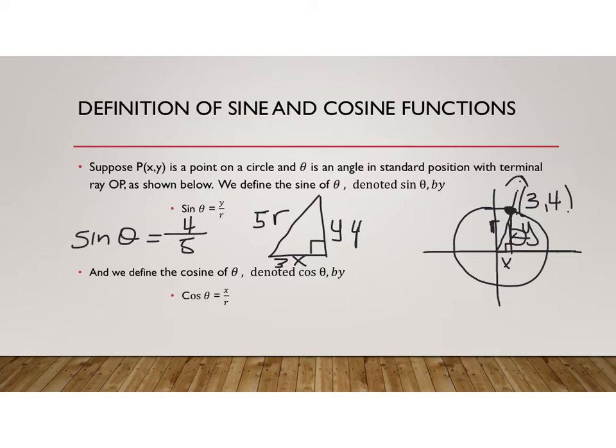That's the ratio, and again, a lot of you have learned SOHCAHTOA. It's the ratio of, with this being your angle, the opposite over the hypotenuse. And then we would define the cosine of theta as x over r. Adjacent, this would be the adjacent side, over the hypotenuse. In this case, of this angle, it would be 3 over 5.